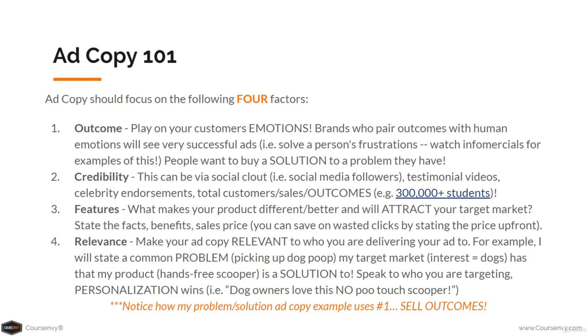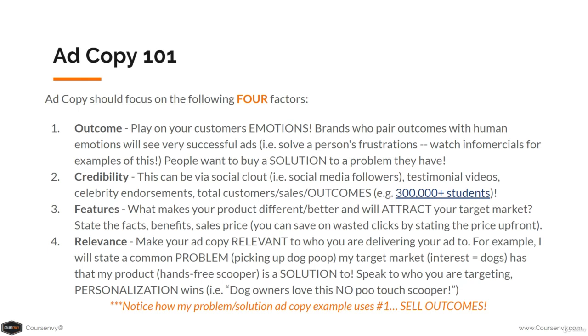Number 3, features. So what makes your product different and better and will attract your target market? State the facts, the benefits, your actual sales price. You can save on wasted clicks by stating the price up front in your ad copy. Say, hey, this product is $19 today only. Maybe you'll never get someone to click if they're not willing to spend $19, right? It's worth a split test. One ad with the price, one ad without.